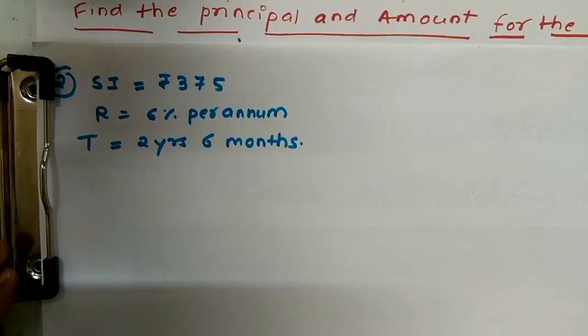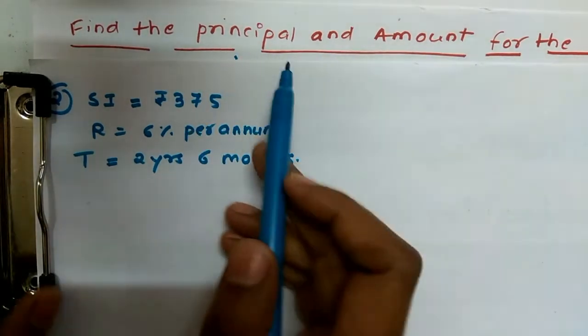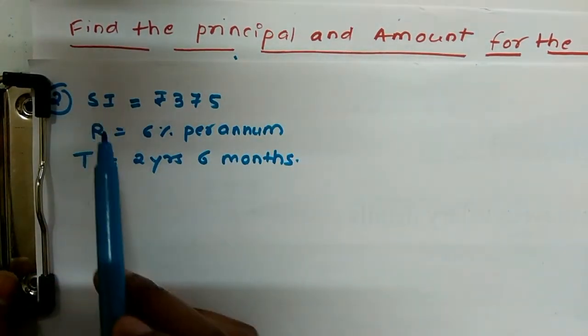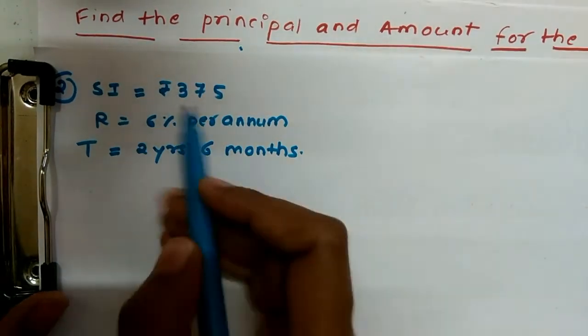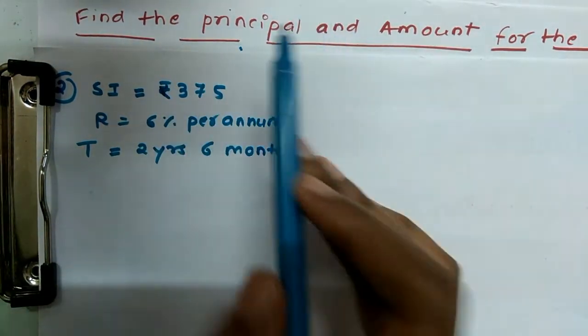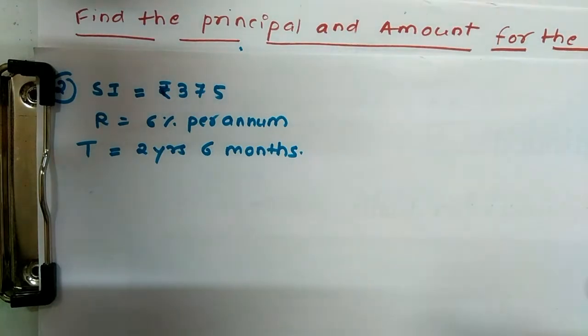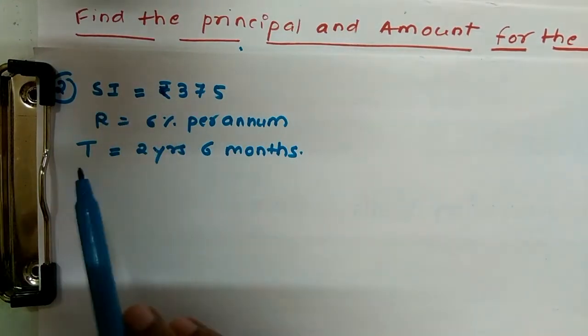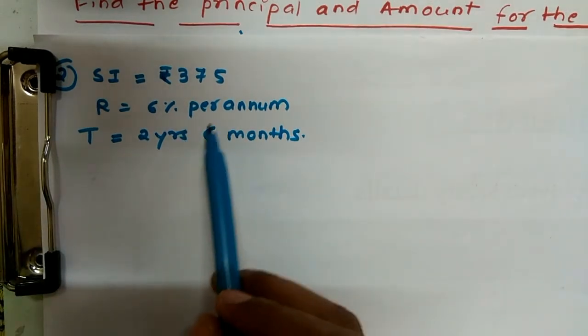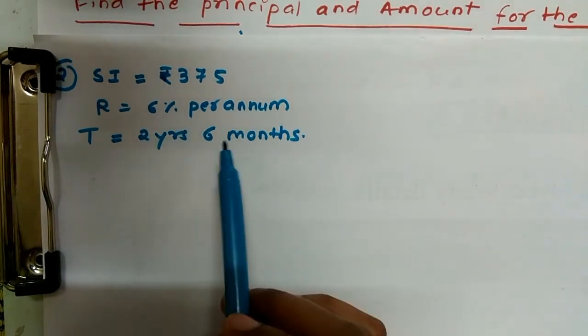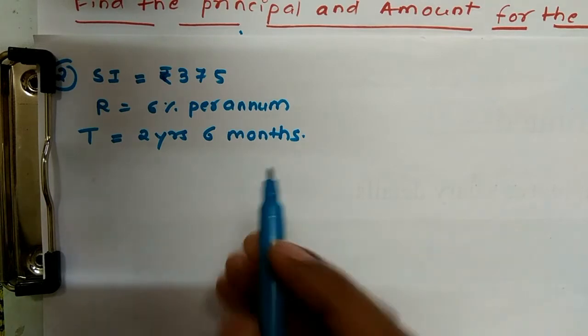So now we'll see one more example of finding principal and amount when simple interest, rate of interest, and T are given. Simple interest should always be in rupees, principal should be in rupees, and amount should be in rupees. R should be in percentage and T should be in years. But here it is 2 years and 6 months. So this is in years, this is in months. 6 months make half a year.